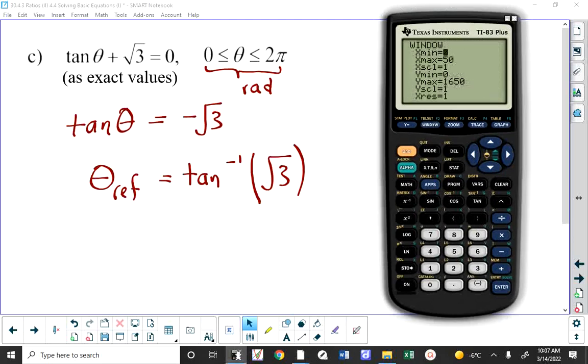Let me show you what I mean. If I am in radians and I go inverse tan of the square root of 3, I don't know what that is. I don't know what 1.04 radians is. Well, I do, but you may not. So I'm going to repeat the calculation in degree mode, and it's 60 degrees.